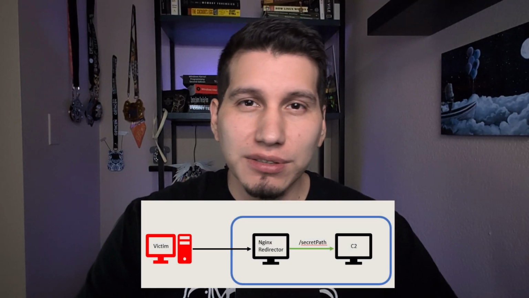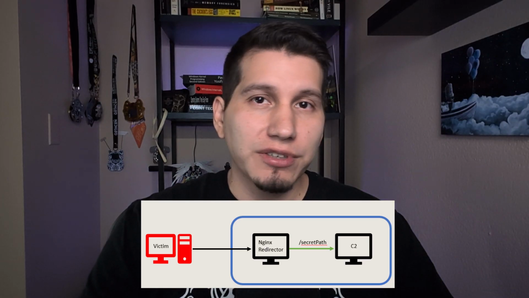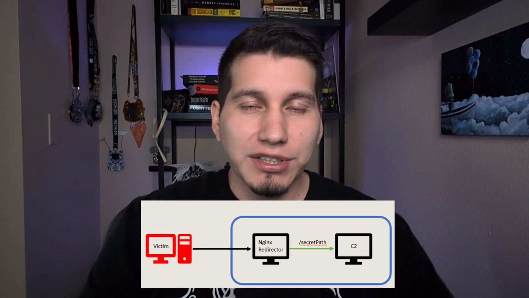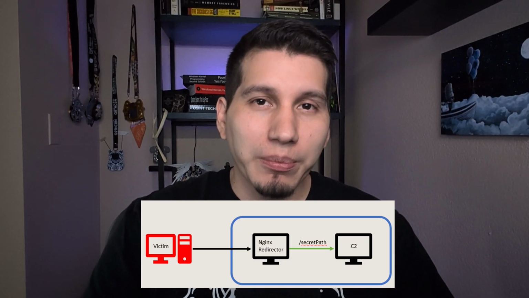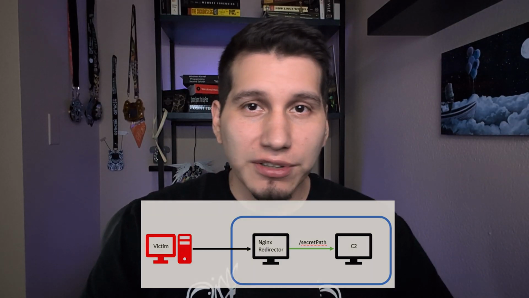Hey everybody, so today we're going to go over how to create a very simple C2 infrastructure. It's just going to use two machines. They're both going to be on a private network. One of them is going to be your C2 and the other one's going to be your Nginx server, which is going to host a fake website. It's going to be accessible to the public over the internet, and once it's given a certain path, it's going to redirect traffic onto your C2.